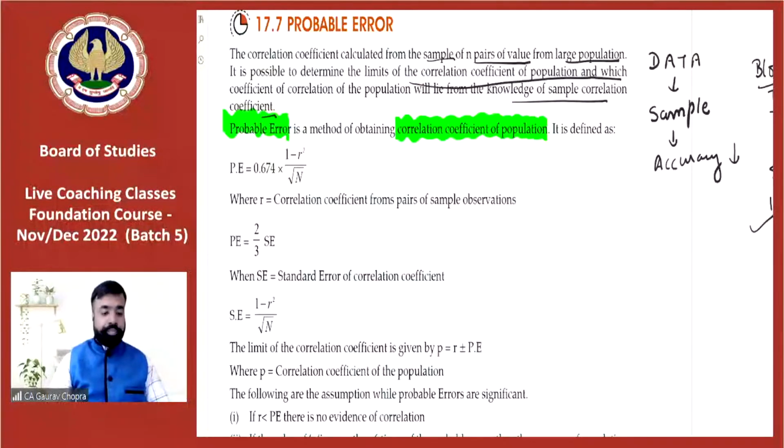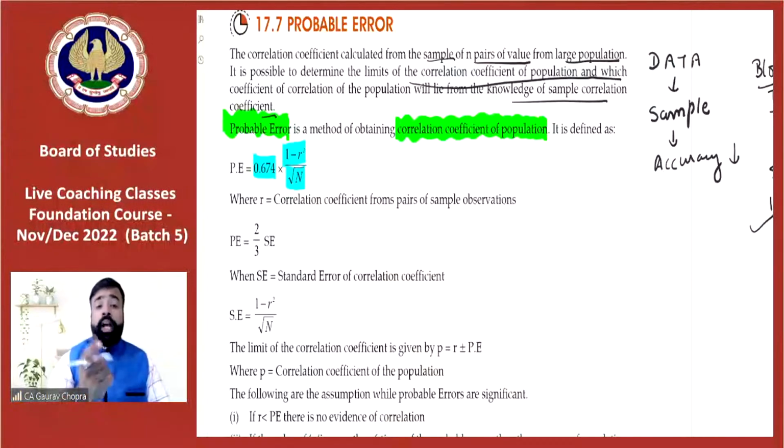Okay. Now, what is the formula? The formula for probable error is 0.674 multiplied by (1 minus r square) divided by root of n. This is the formula for probable error.